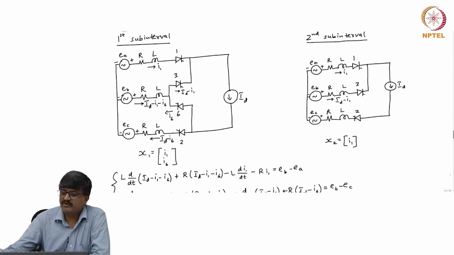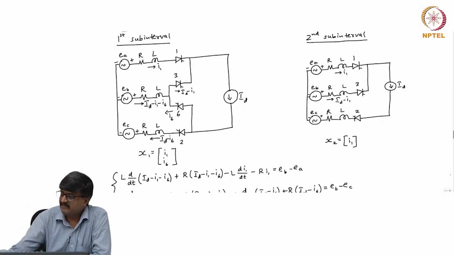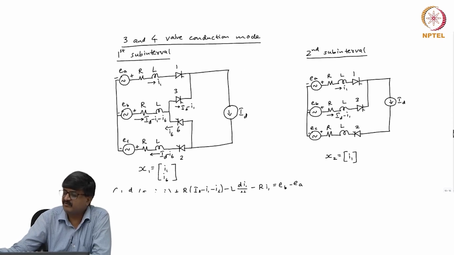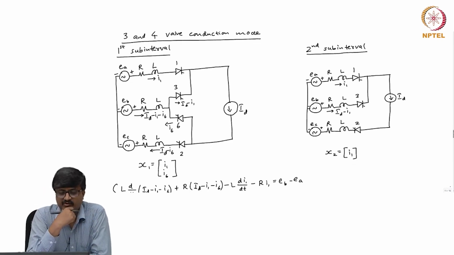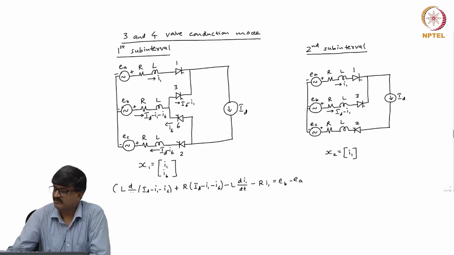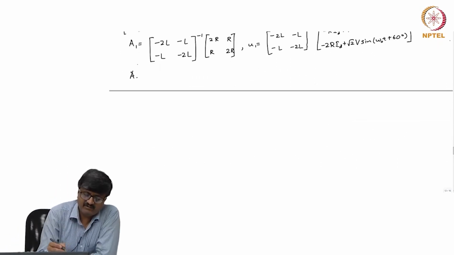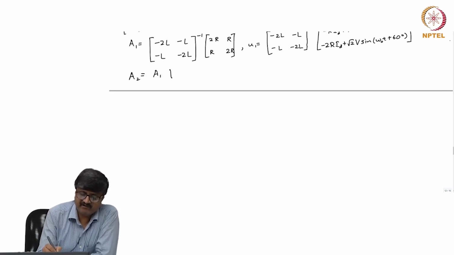So, A2 and U2 are obtained from the circuit diagram applicable for the second subinterval. Now, this is nothing but the equivalent circuit for the first subinterval of 2 and 3 valve conduction mode. So, what we got as A1 and U1 for the 2 and 3 valve conduction mode are nothing but A2 and U2 for the 3 and 4 valve conduction mode. So, I can straight away write what is A2 and U2 for 3 and 4 valve conduction mode. So, A2 is equal to A1 for 2 and 3 valve conduction mode.